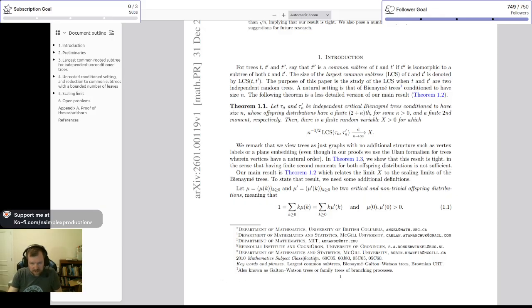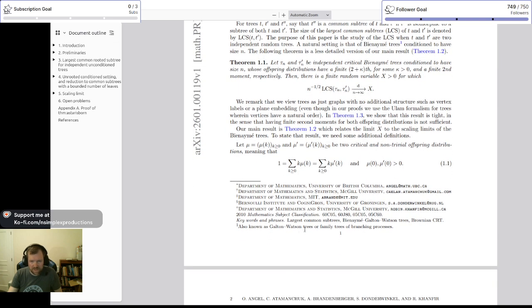2010 mathematics subject classification, keywords and phrases, blah, blah, blah. Also known as Galton-Watson trees or family trees of branching processes.